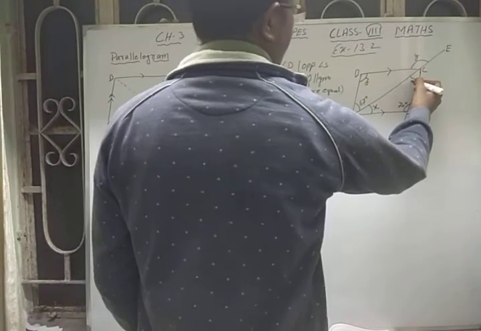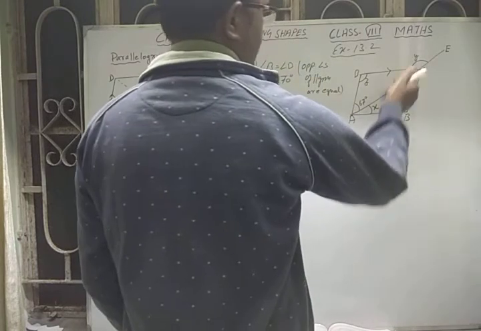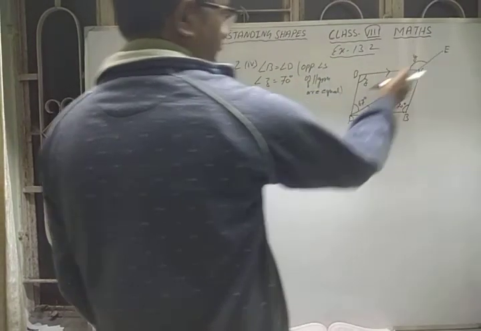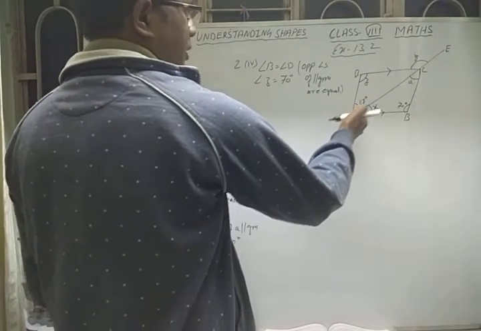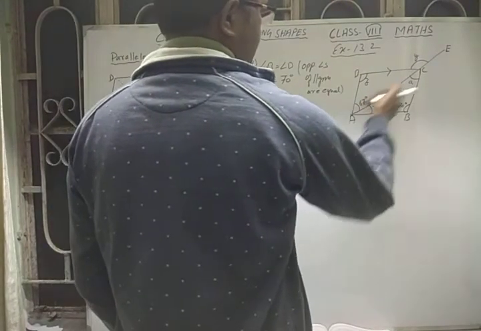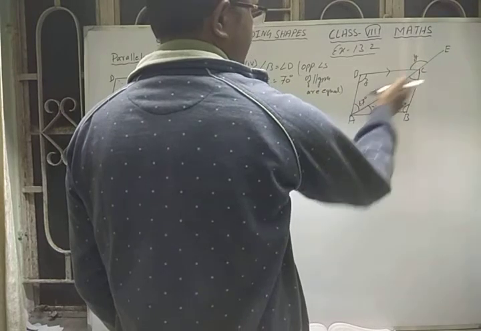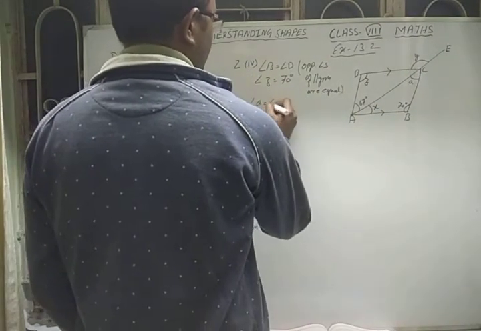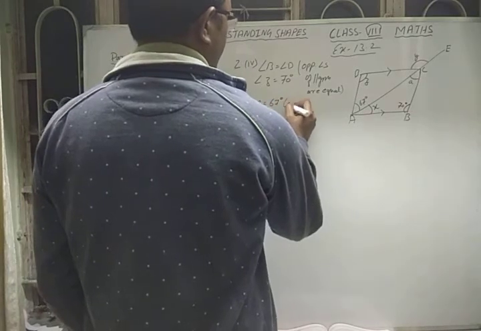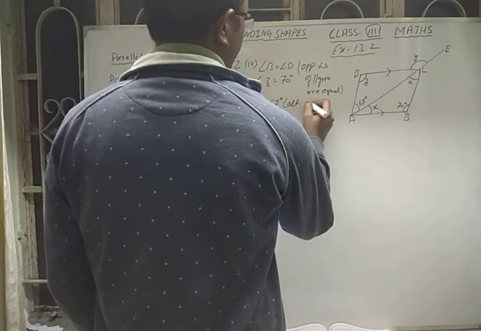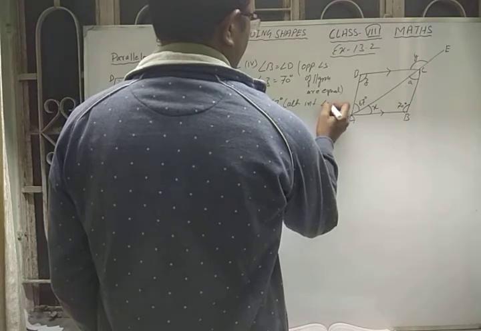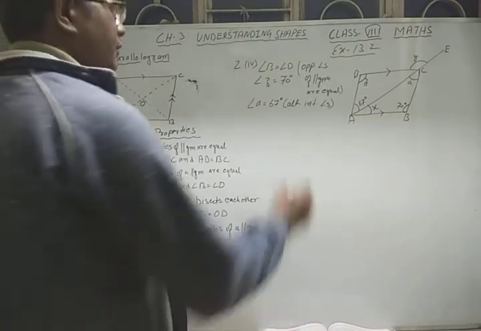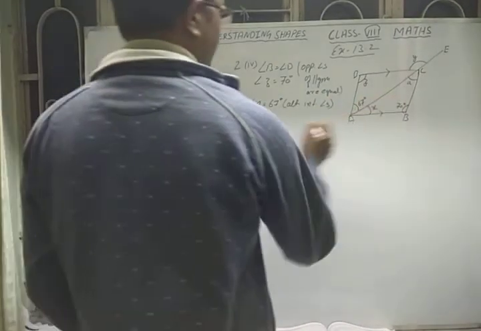So if you take it as angle A, you see AD is parallel to BC, and this line AD is a transversal. So we can see this 67 is also at A, by alternate interior angles. So you write angle A is equal to 67 degrees by alternate interior angles. After that, you can find X.